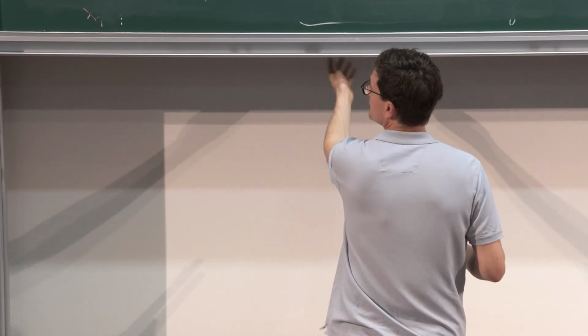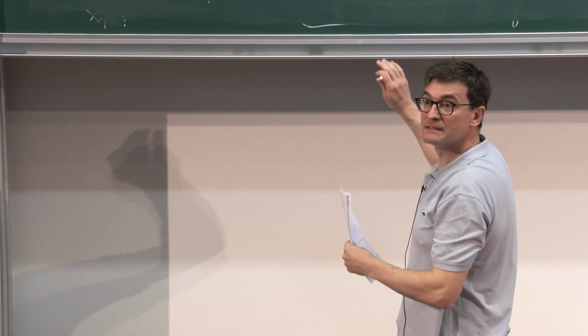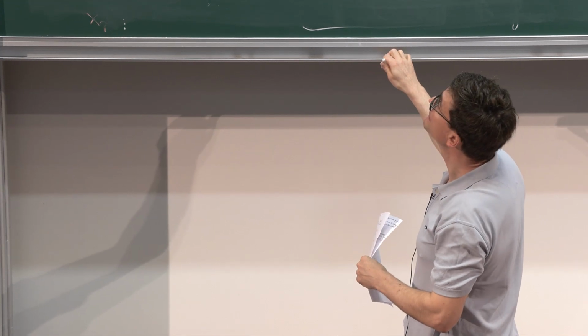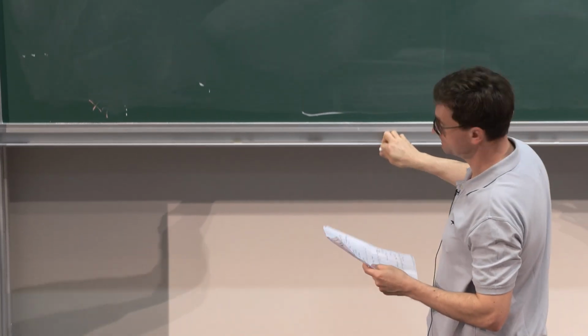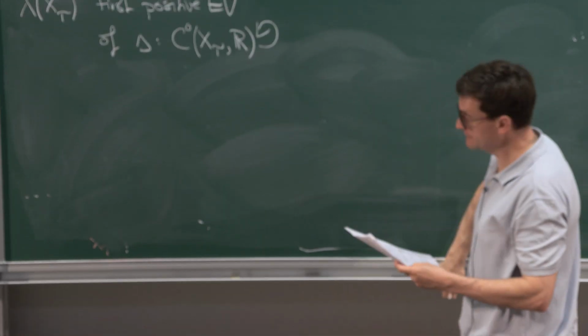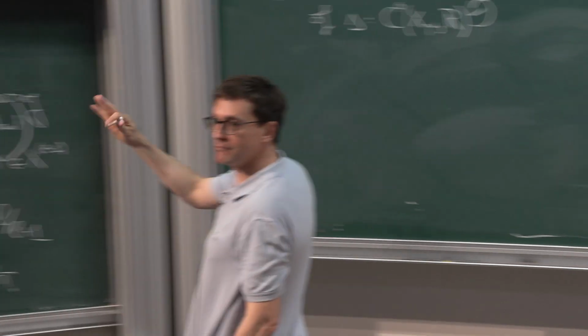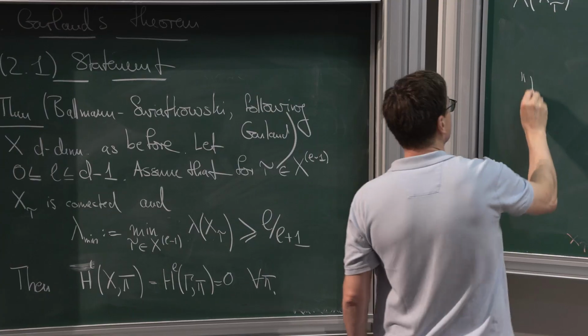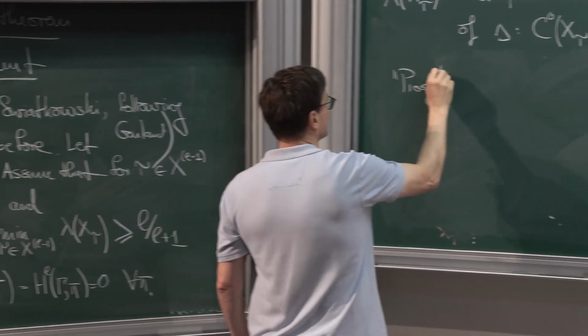Say again? First positive eigenvalue, meaning the lowest positive eigenvalue. Yeah, lowest possible. Exactly. No, maybe let me continue here. So let me say what I said orally now. It's not a proof in quotation marks.